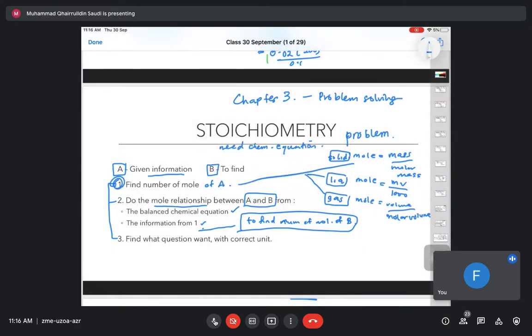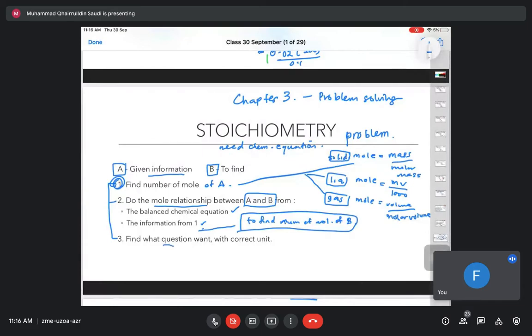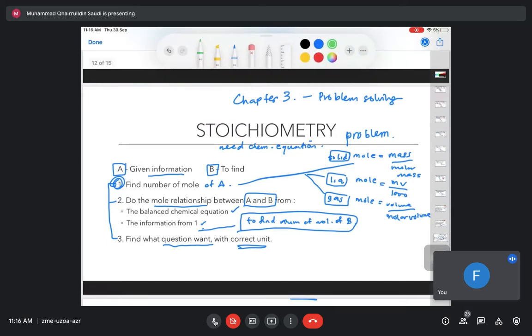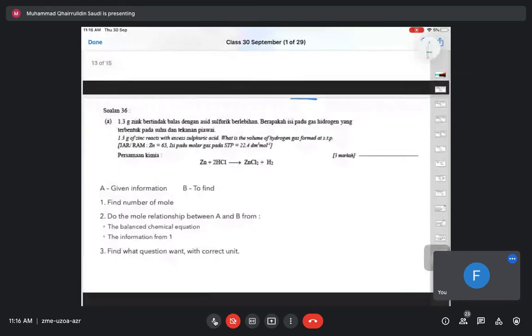So, at number 1, we find the number of mole of A, meaning the given information. At number 2, we will find the number of mole of B. From the number of mole of B, then we do number 3, which is what the question wants, with the correct unit. Usually, the question wants mass, or volume, or mass or volume. Okay, let's look at question number 1.